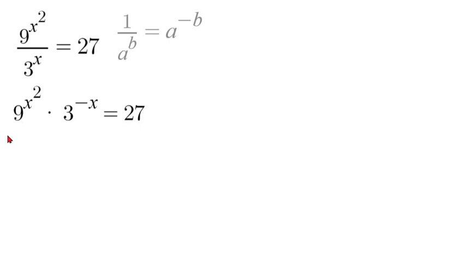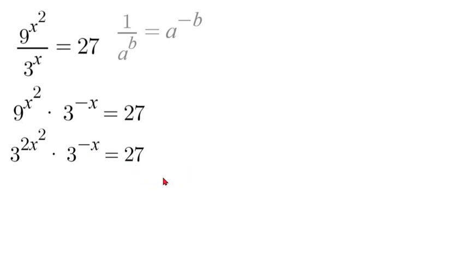Now what we want to do is rewrite 9 so that it has a base of 3. And 9 can be rewritten as 3 squared. So that would change to 3 to the power of 2x squared times 3 to the power of negative x is equal to 27.